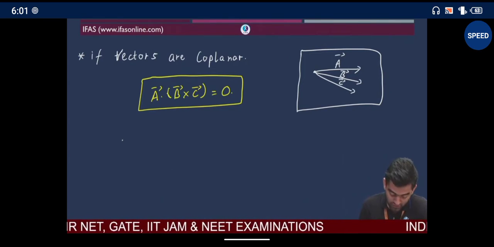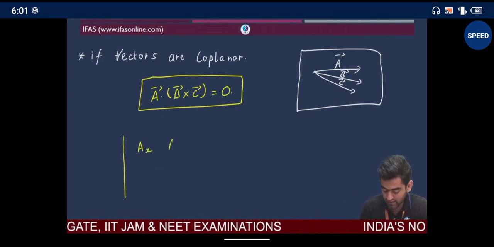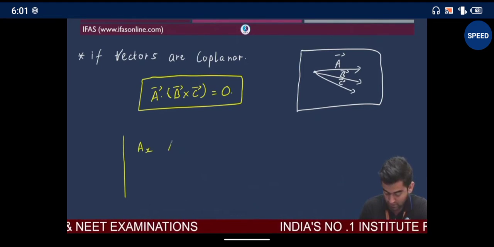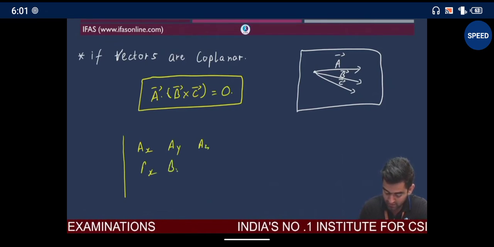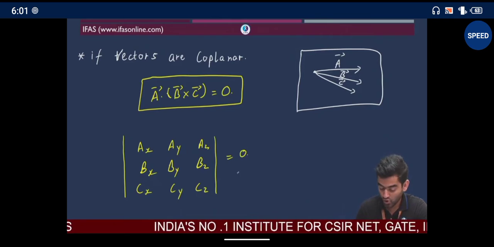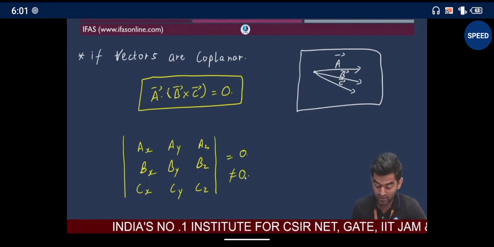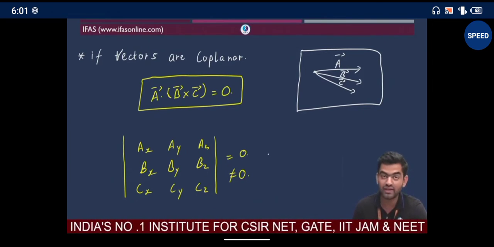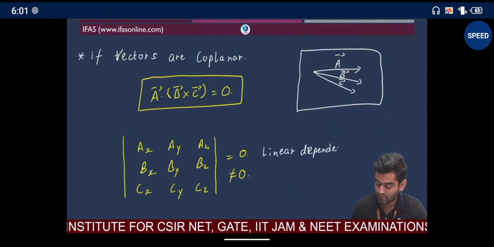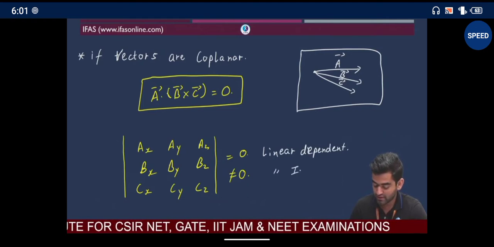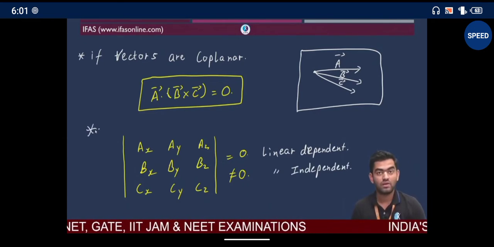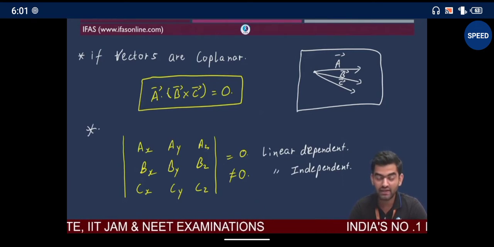A few things more: if the determinant of the vectors Ax, Ay, Az, Bx, By, Bz, and Cx, Cy, Cz comes out to be 0 or not equal to 0. If it comes out to be 0, then your vectors are said to be linearly dependent. If not equal to 0, then they are called linearly independent.